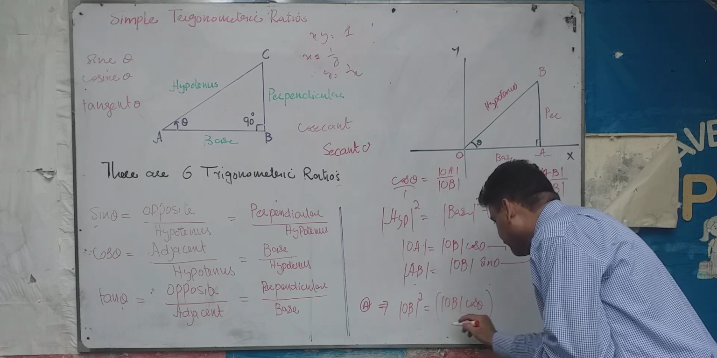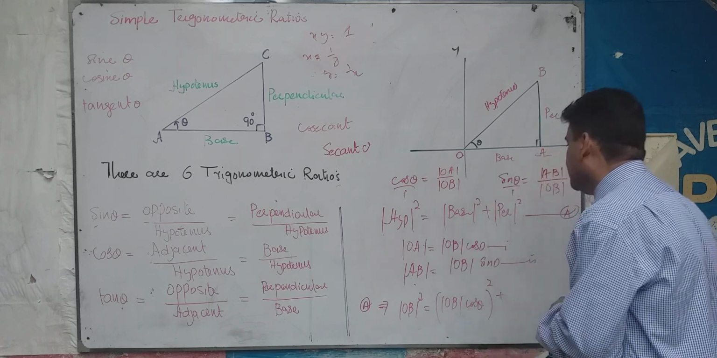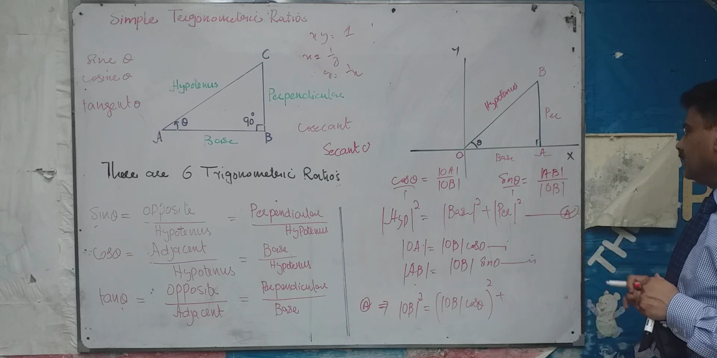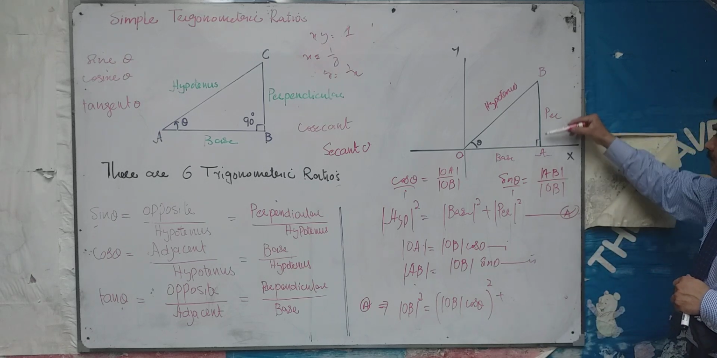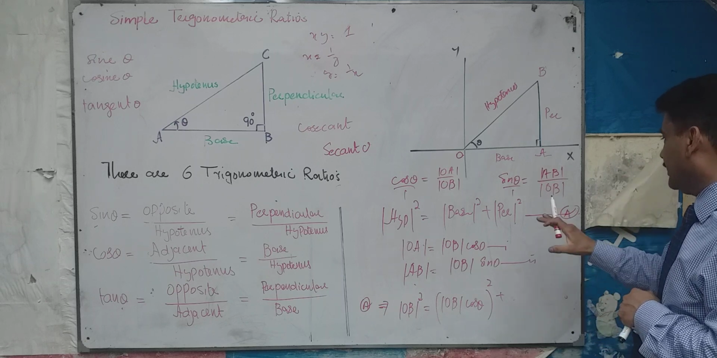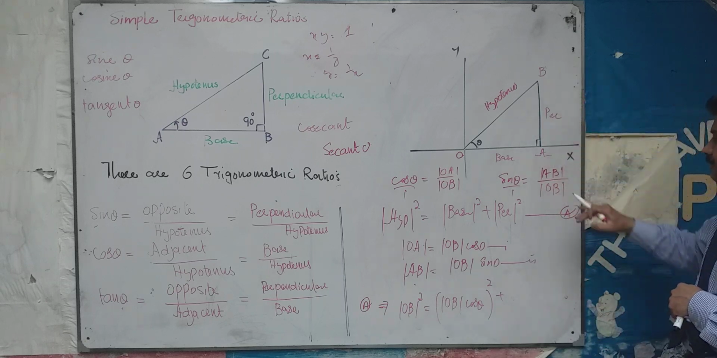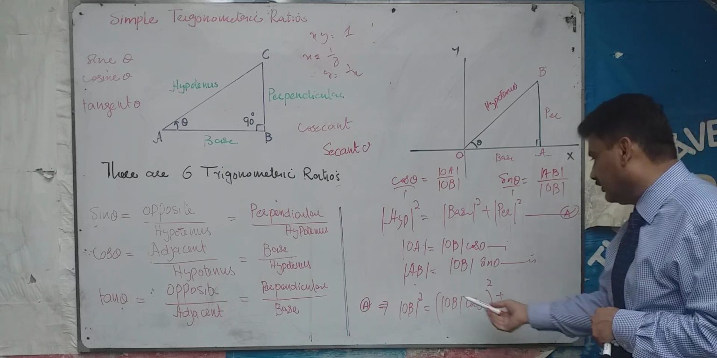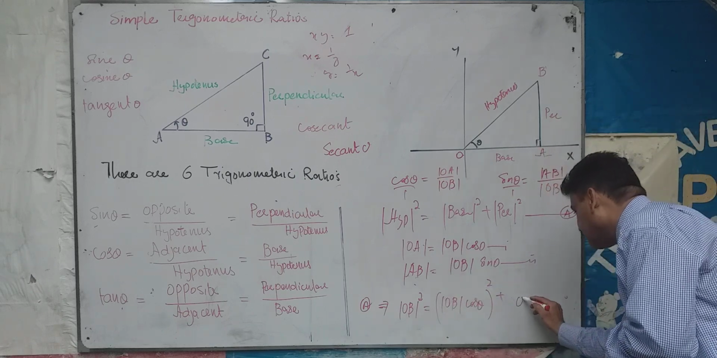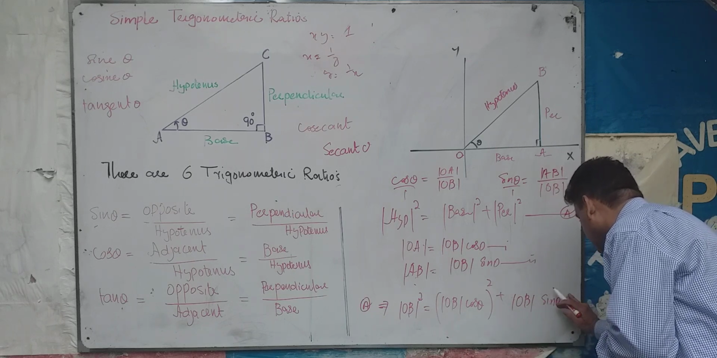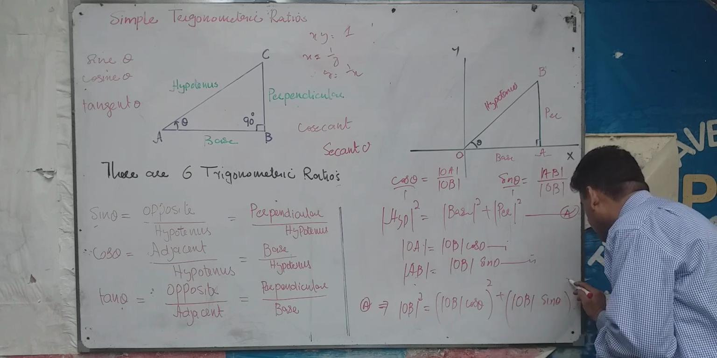Plus perpendicular, the value of perpendicular means the length AB. Where is AB? We write AB, which is OB sin theta, squared.